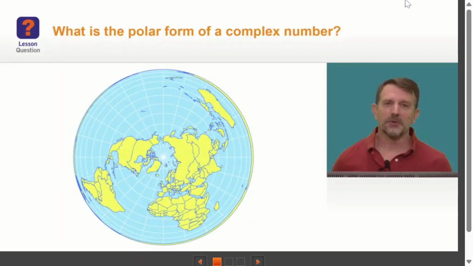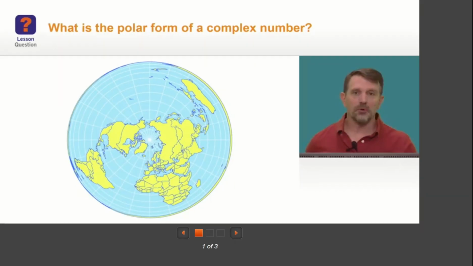Welcome! Have you ever seen a world map like this? This projection map is polar centered. There's a pole here. And we can reference points on the map using a distance from the pole and an angle measure.